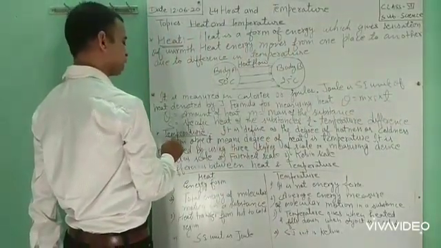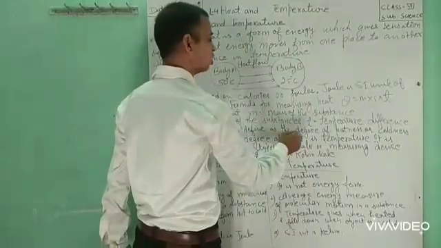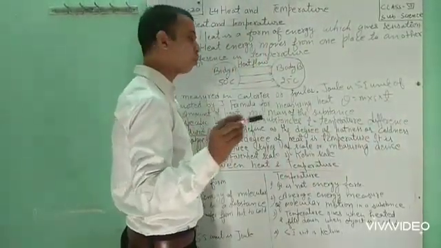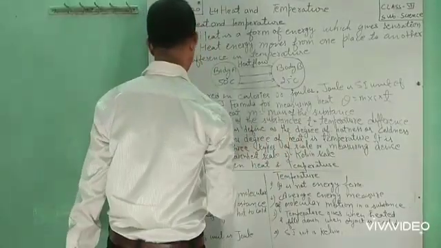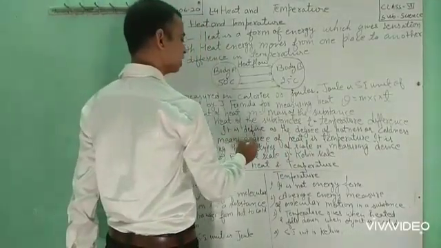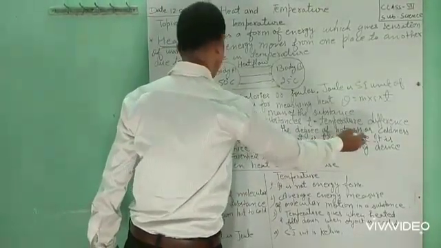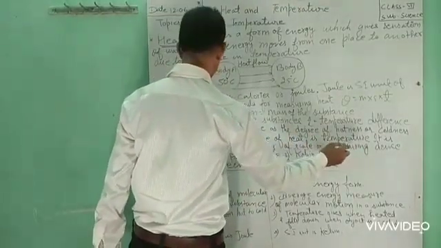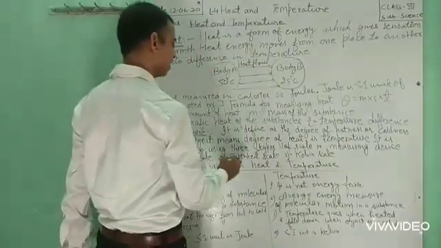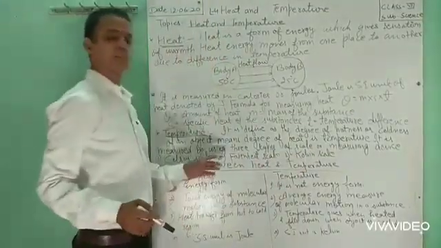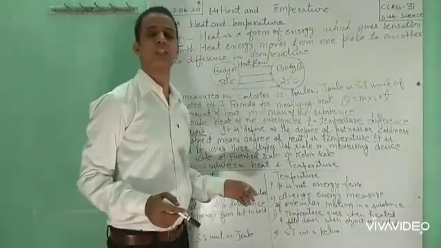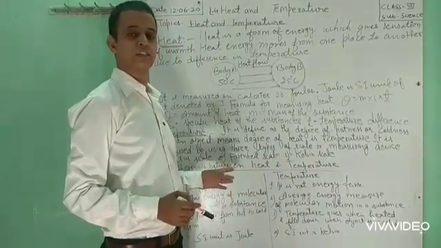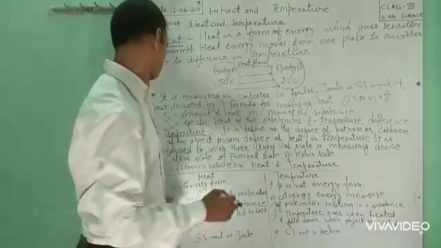Now the second point is temperature. It is defined as the degree of hotness or coldness, meaning how hot or cold the object is. Temperature is the degree of heat of an object. It is measured using three types of scale: Celsius scale, Fahrenheit scale, and Kelvin scale.